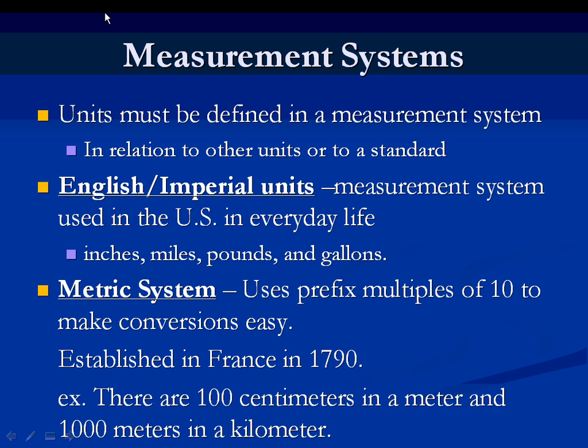So all units have to be in defined systems. In the US, we use the imperial system mostly. Miles, pounds, gallons, inches, these are all familiar to us. In the rest of the world, everywhere except the United States, they use the metric system. The metric system tends to be a little easier because it works in factors of 10. It's pretty easy to remember that there's 1,000 meters in a kilometer. It's much harder to remember there's 5,280 something feet in a mile.